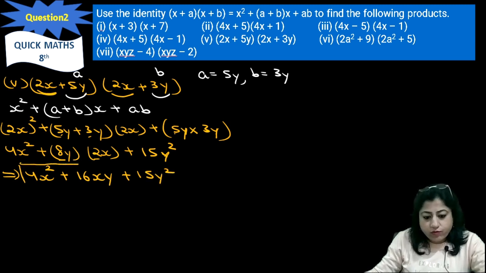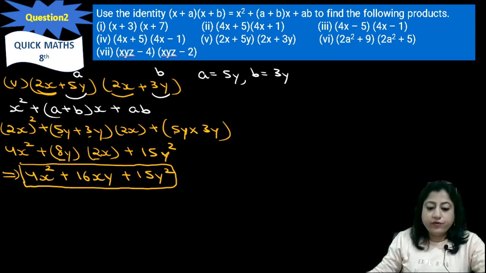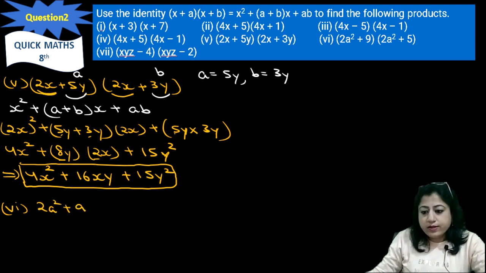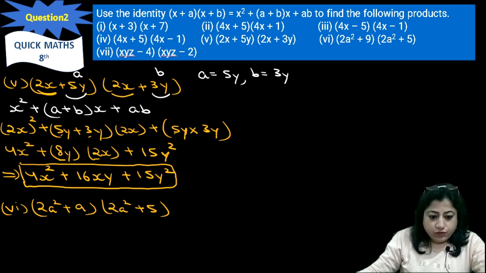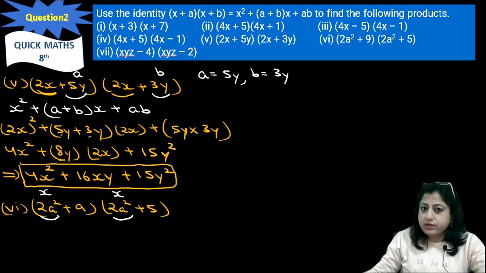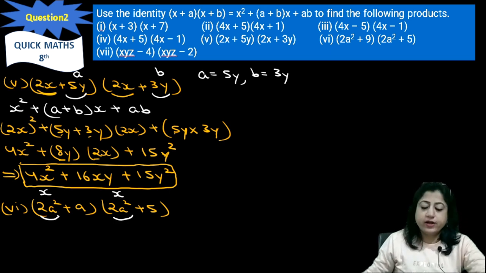So this is the required algebraic expression as a solution of part 5. Now come to part 6. Part 6 is 2a square plus 9 and 2a square plus 5. Now in this case, what is the value of x first of all? X value is 2a square. This is x, this is x. X is the same here, so we will use the fourth identity.